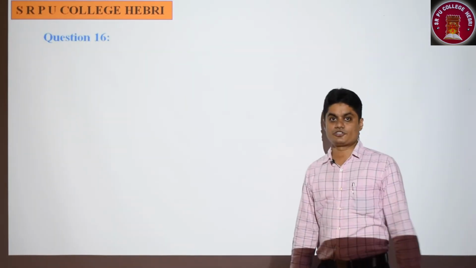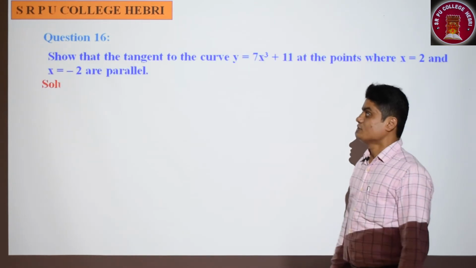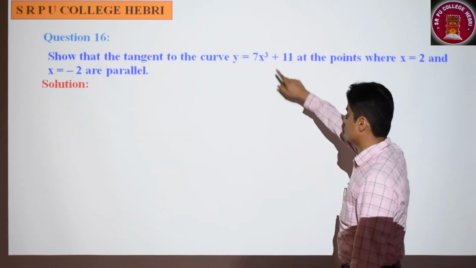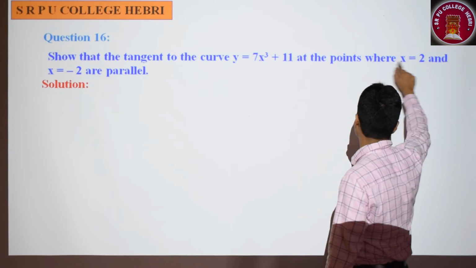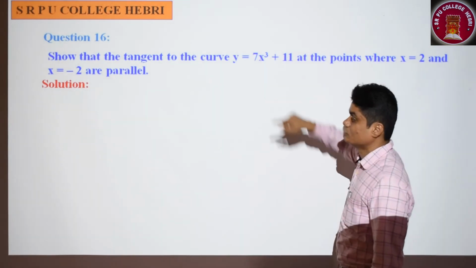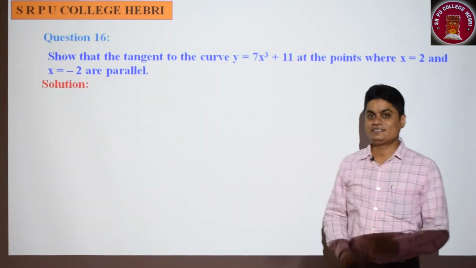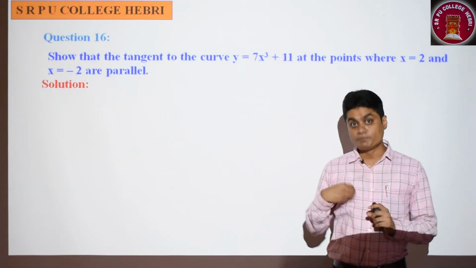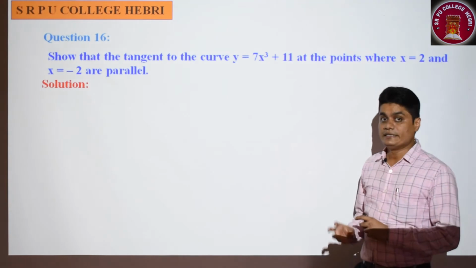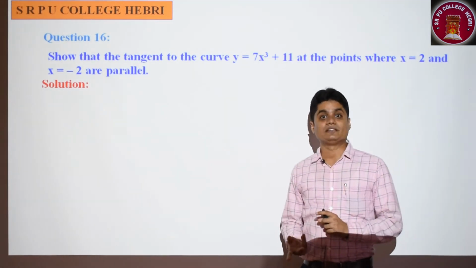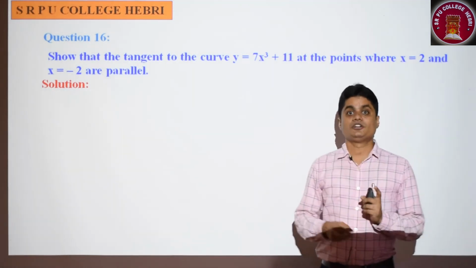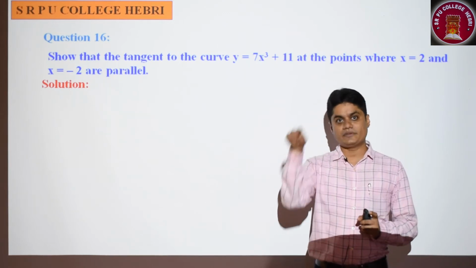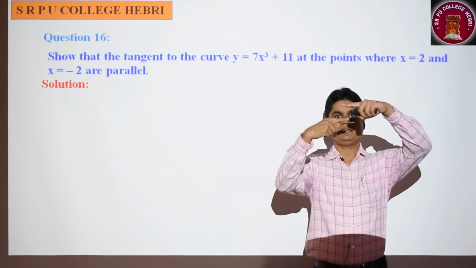Okay, next question number 16. Show that the tangents to the curve y is equal to 7x cube plus 11 at the points where x equal to 2 and x is equal to -2 are parallel. This is a little different compared to the previous problem. See, here you have to prove something, you have to show something. Here the 2 points are given and you have to prove that when you draw 2 different tangents to the curve at the 2 different points, they must be parallel.